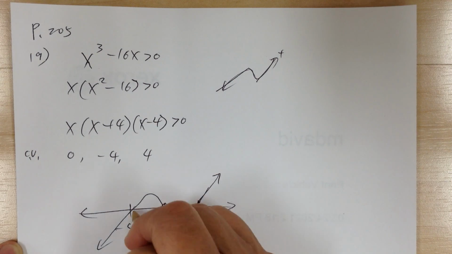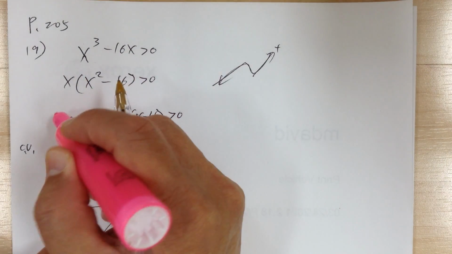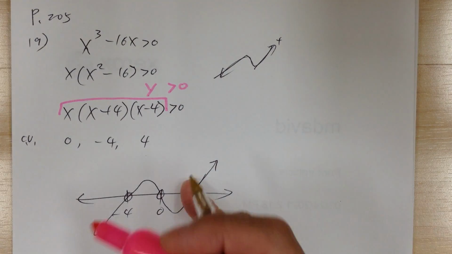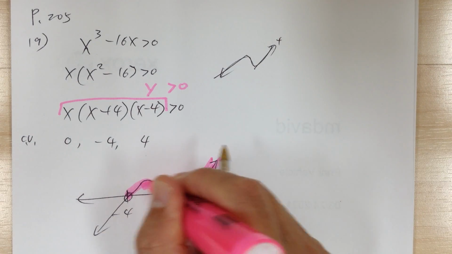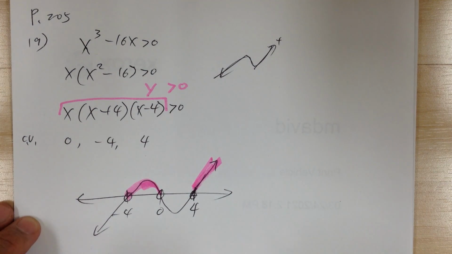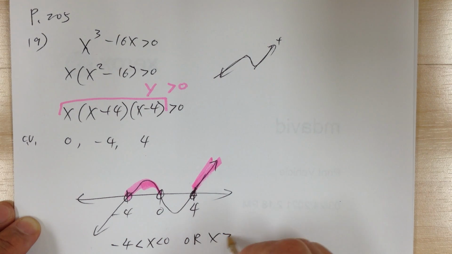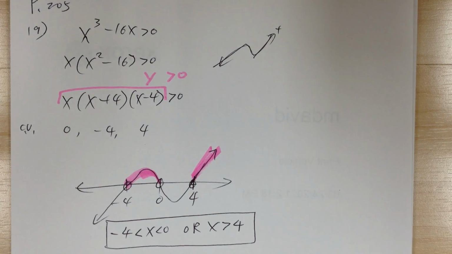Okay, so it's an open circle. And remember, y is a function of x. So this whole thing is a y. So this is y is greater than 0. Looking at this graph, the y greater than 0 is this part over here. So you have to switch back and forth between x and y. You switch back to the x, so x would be negative 4 less than x less than 0, or x is greater than 4. And make sure you have the word or. Make sure you have the or.